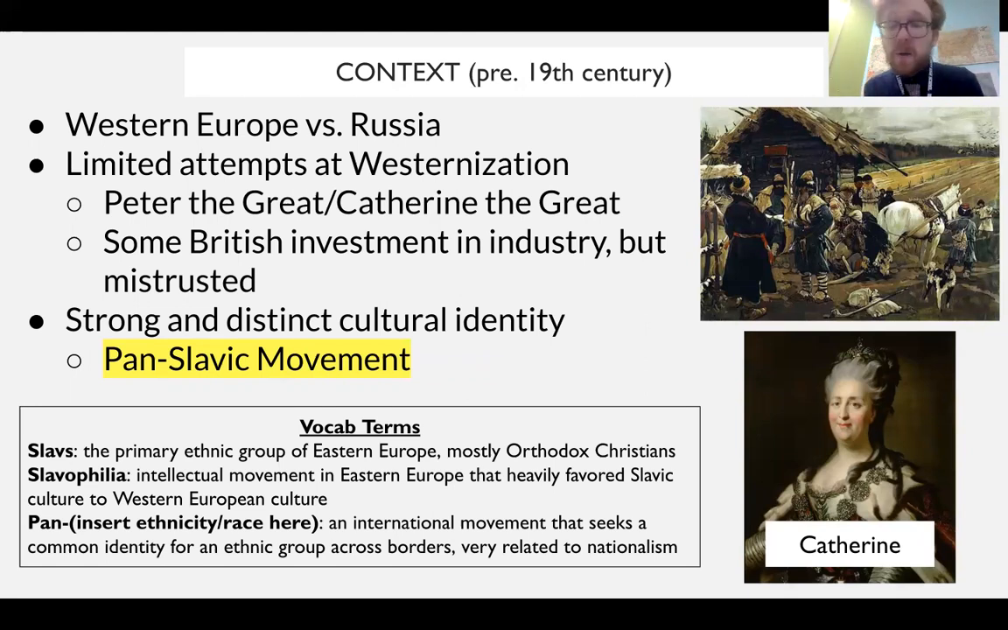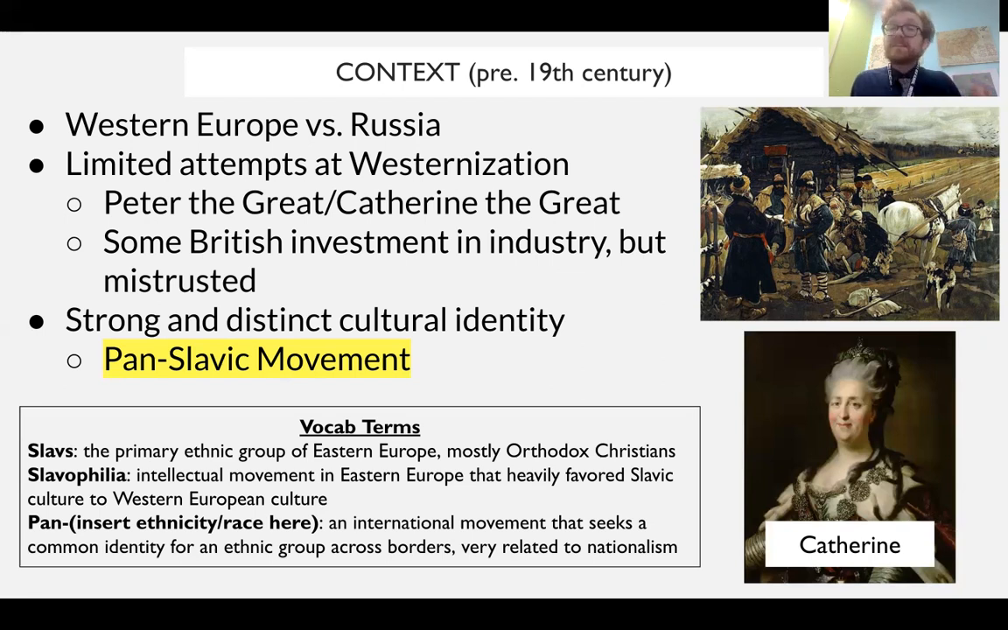We are going to see some attempts at Westernization to stay competitive with Western Europe. We'll see that under Catherine the Great, under Peter the Great. They're going to adopt a lot of Western European customs and culture. And yet, after Catherine the Great, we really won't see any more of this, at least for a while.